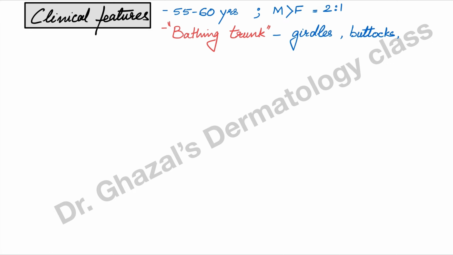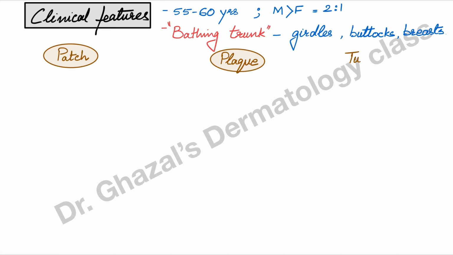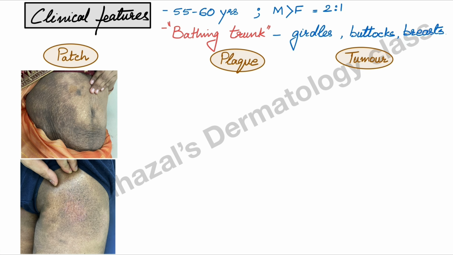Bathing trunk is an older term used for swimsuits. So these are the regions that are protected while you are swimming. Alternately, you can also say the photoprotected areas are affected by Mycosis fungoides. MF starts as a patch, progressing to a plaque, and then may progress to tumor. The last stage is the erythroderma, which I'll be dealing with in the next slide.